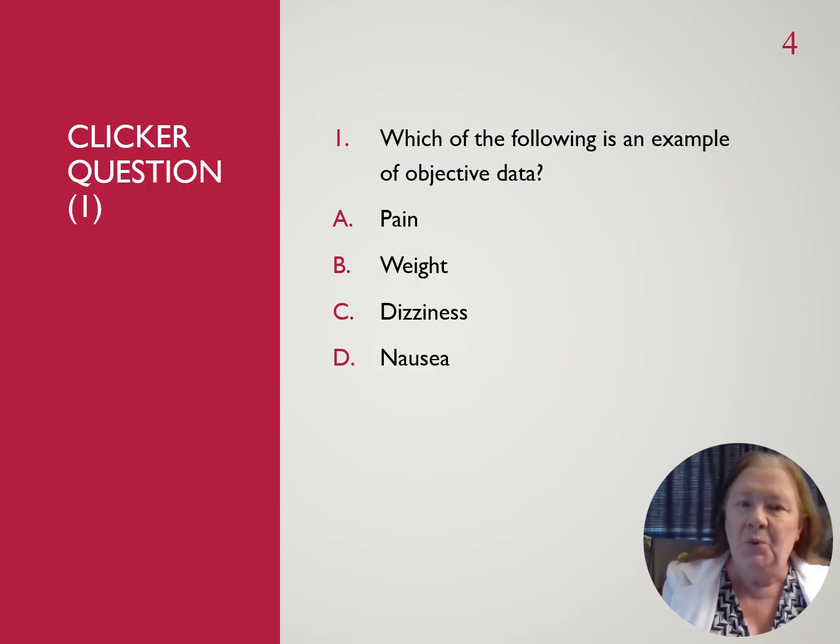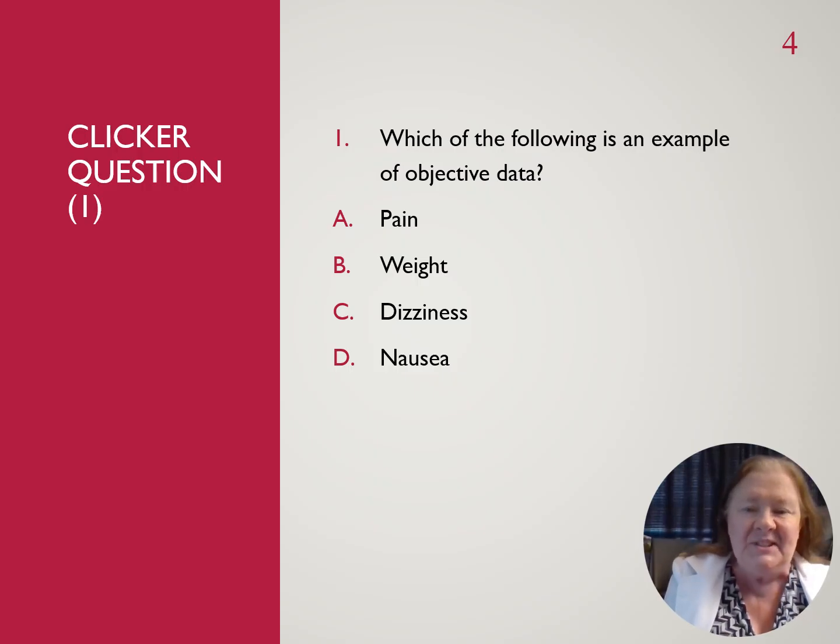Objective data is the key word in this question, and the answer is letter B, which is weight. The weight of a person is measurable. It can be observed on the scale. Let's look at the other answer choices. Pain is subjective. Pain is what the patient reports to you. You can't see pain. It's not observable.